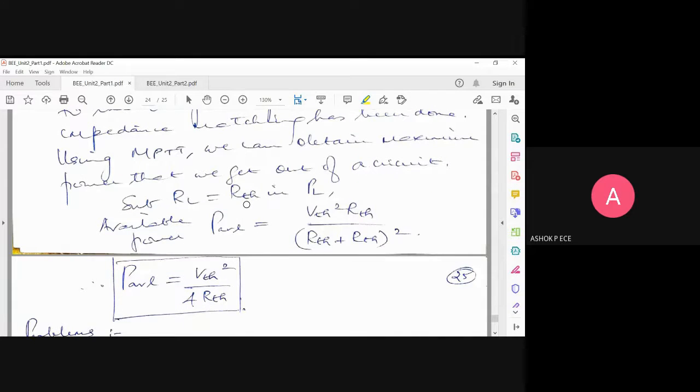So our aim is to ensure maximum power transfer. We ensure that by putting RL equal to RTH, and I achieve two conditions. One is I transfer maximum power. Second, I ensure minimum heat loss in my resistor.